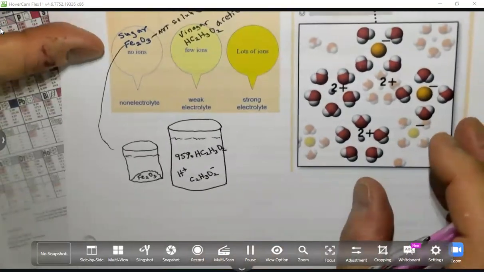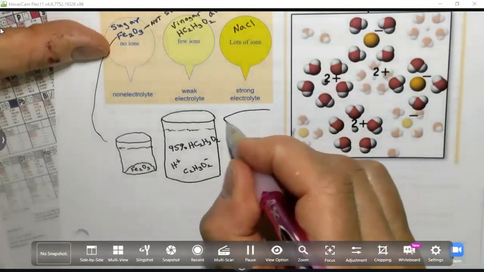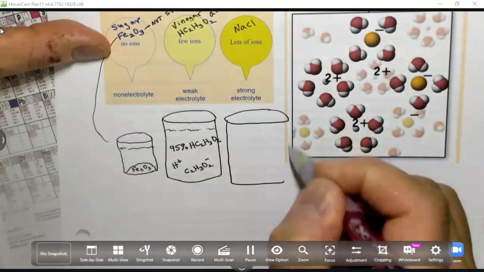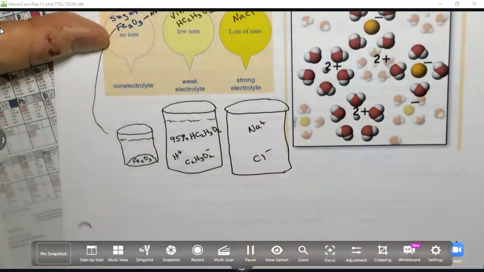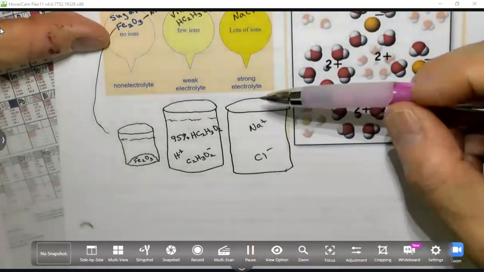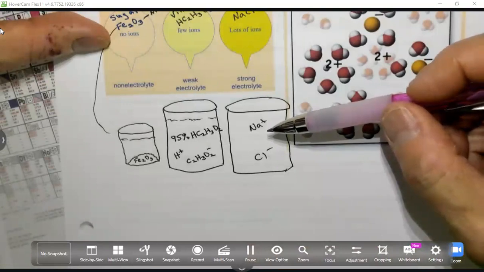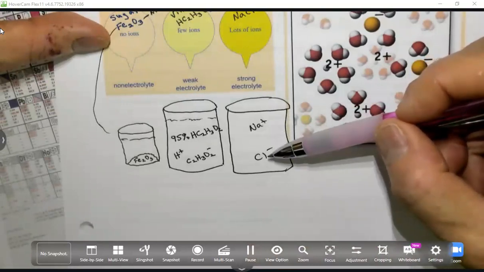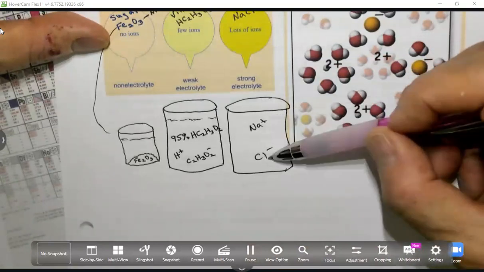If you have a strong electrolyte, salt, everything is going to be Na pluses and Cl minuses. Everything is split up. If I dissolve 100 NaCls, how many total ions do I get? I get 200, correct? I get 200 because every time I put 100 in, I get 2 ions that split off.